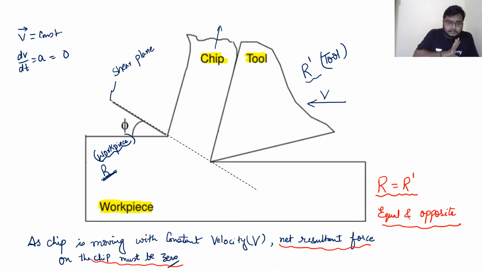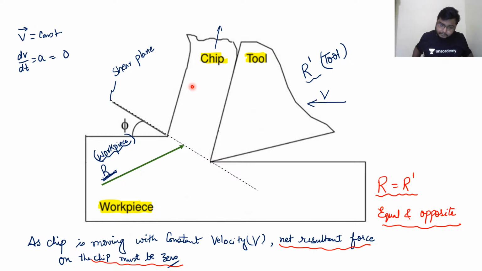This is my workpiece, and what is exactly happening, sir? This chip is moving apart from the workpiece, but the workpiece says, please, chip, do not go. I do not want to let you go. So for that reason, the workpiece is holding that chip, and for that sake, the workpiece is providing a reaction force to the chip, that is R.